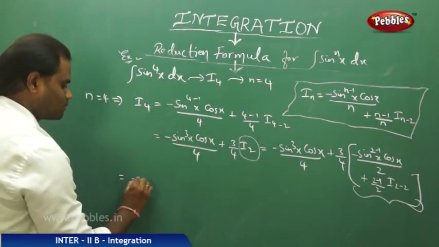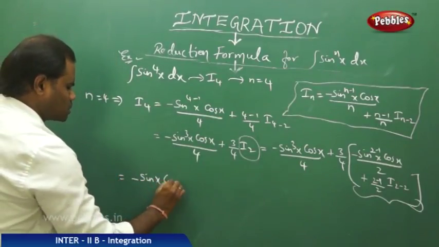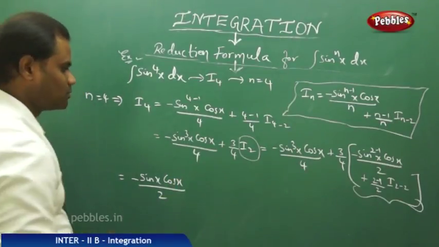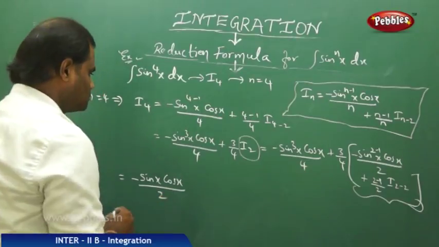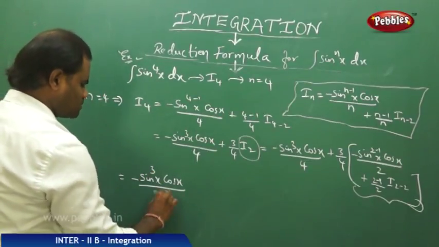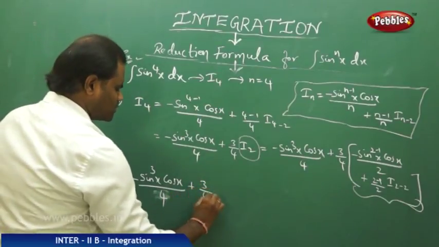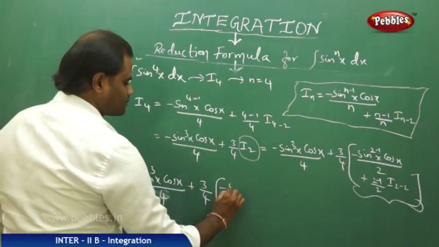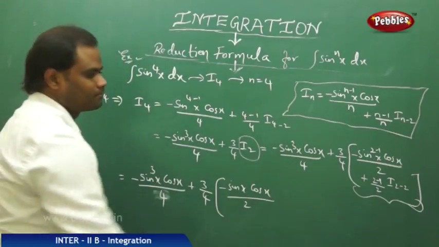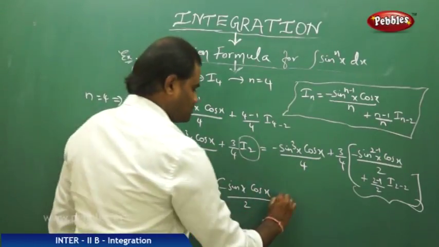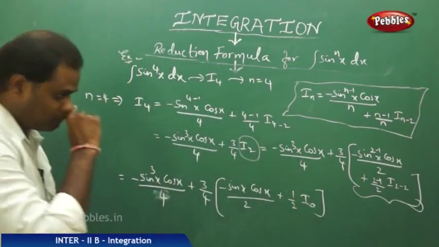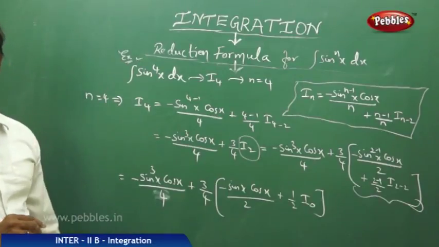Now this would be, by 2, minus sin^3 x cos x by 4 plus 3 by 4 of, by 2, of I0 is what we get.